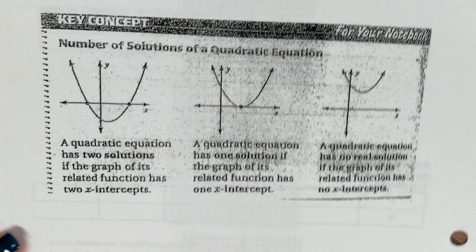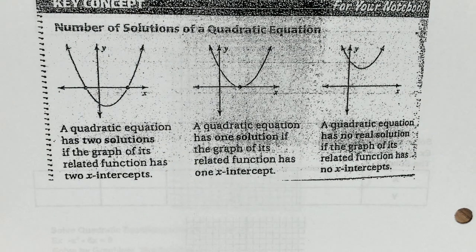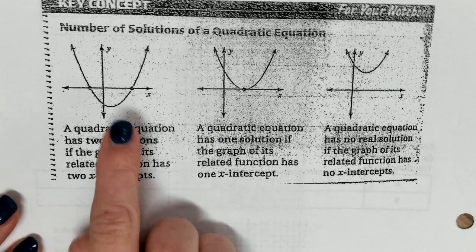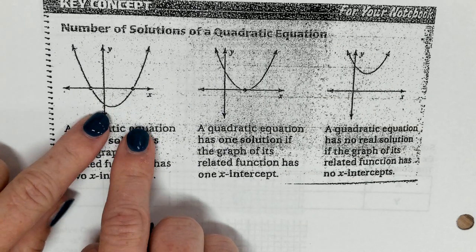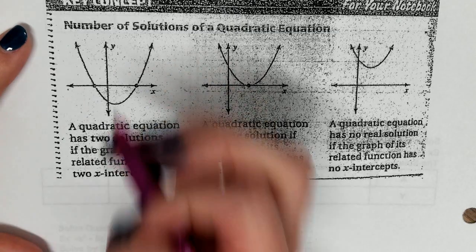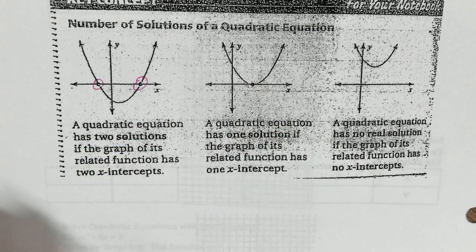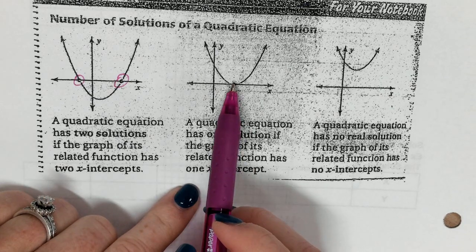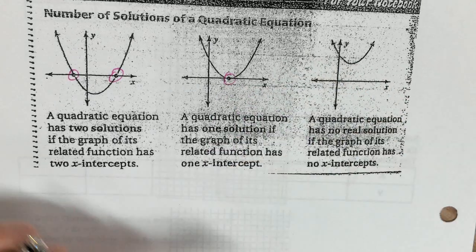And I just want to talk to y'all. We will go into this in further detail later. But quadratics can have 2 solutions. These are most of them, yes? And that's if they touch the x-axis 2 times. Are y'all with me? They can have 1 solution if they only touch it 1 time.